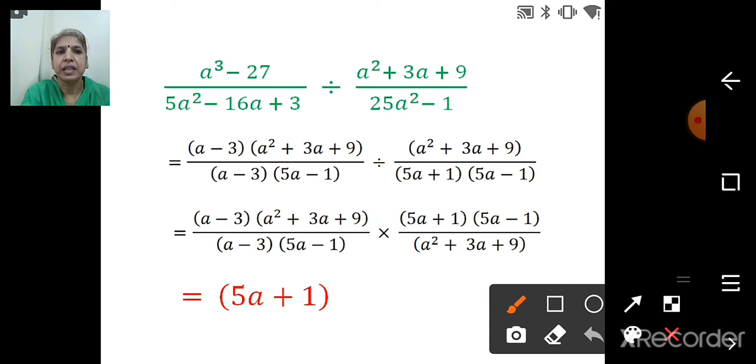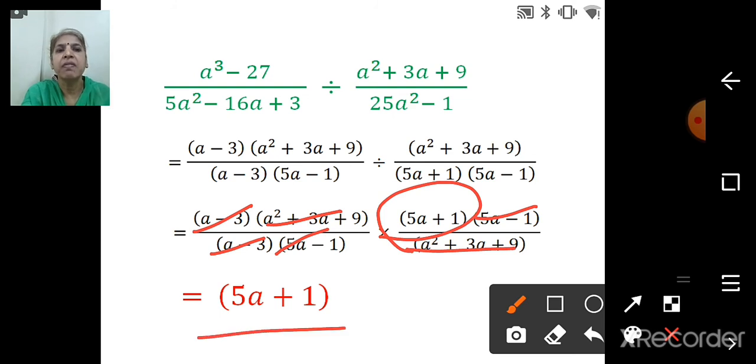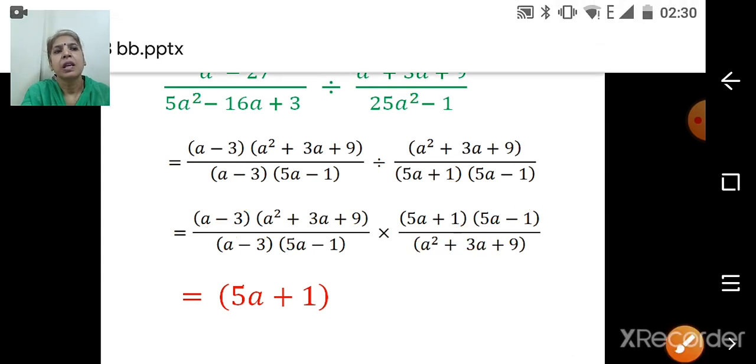Now you divide common factors. So what we will do? a minus 3 full bracket divide. a square plus 3a plus 9 divided by a square plus 3a plus 9. 5a minus 1, 5a minus 1. What is remaining is in the numerator 5a plus 1. So this is the answer, 5a plus 1.